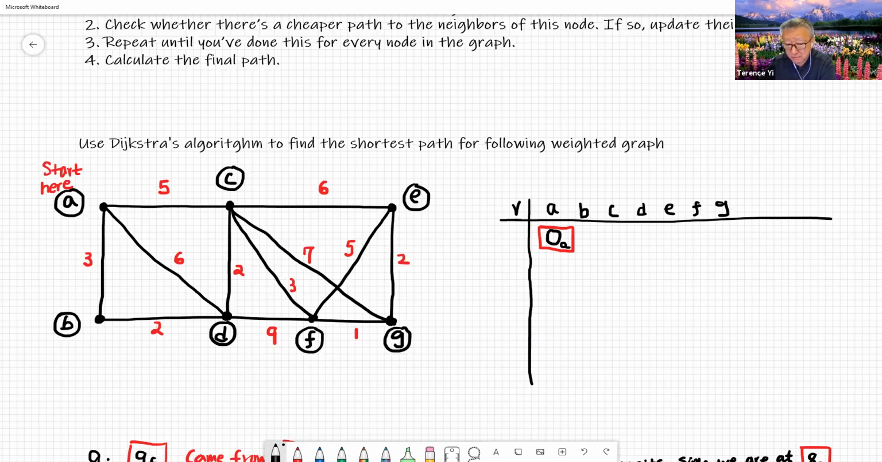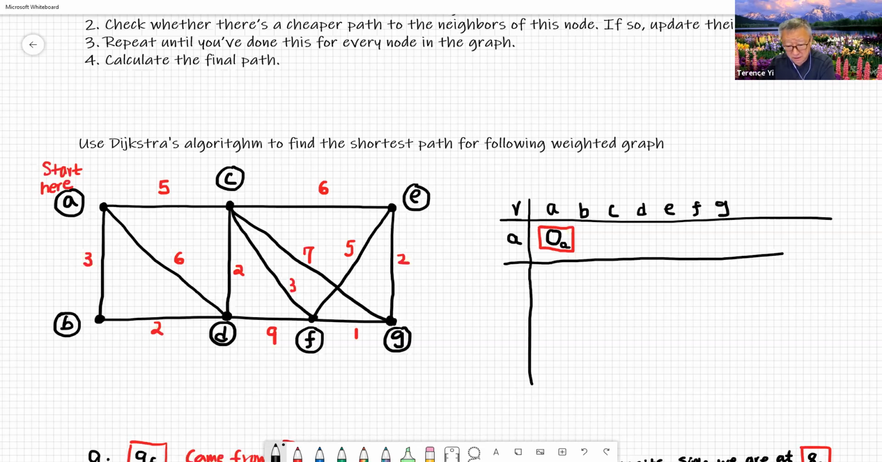Okay, so 0, A is A, it's not going anywhere. So we finished that. And we are going to start at A, so I'm going to put A over here. And all these letters on the top row are the different vertices of this graph. And we are going to calculate the units from A to these vertices here.